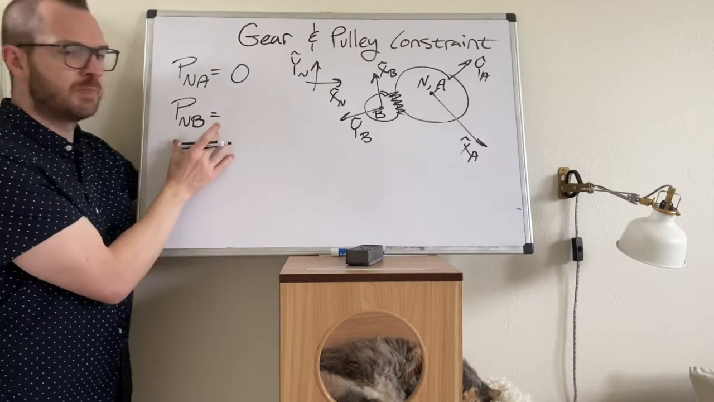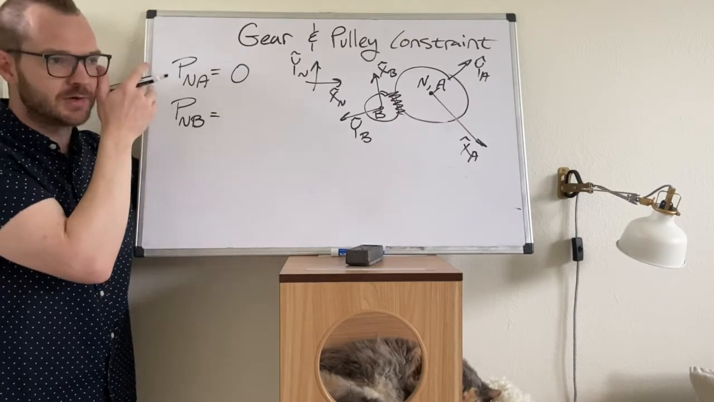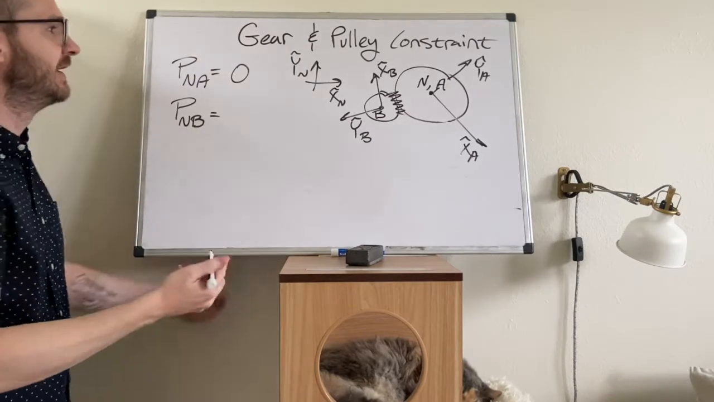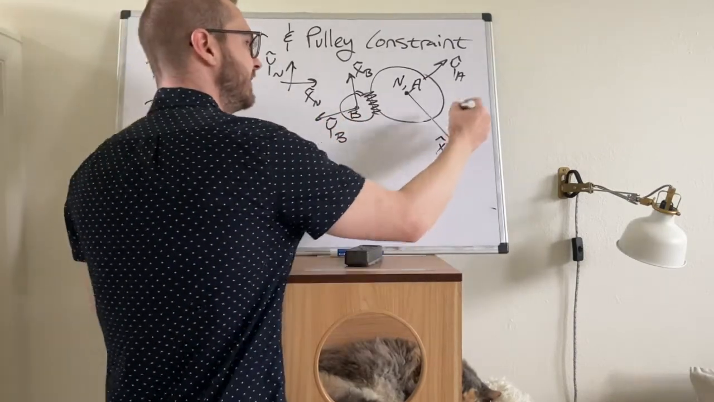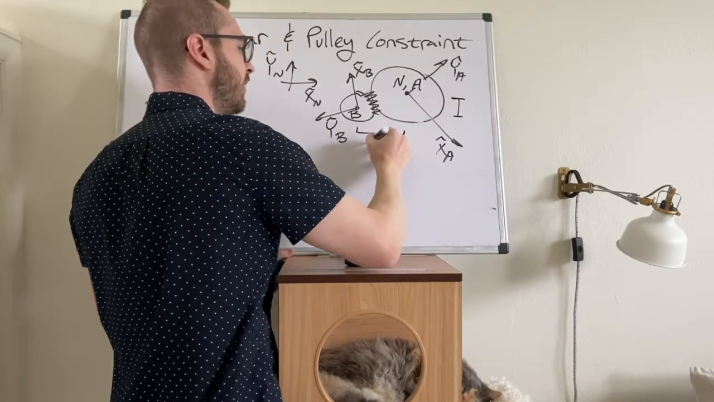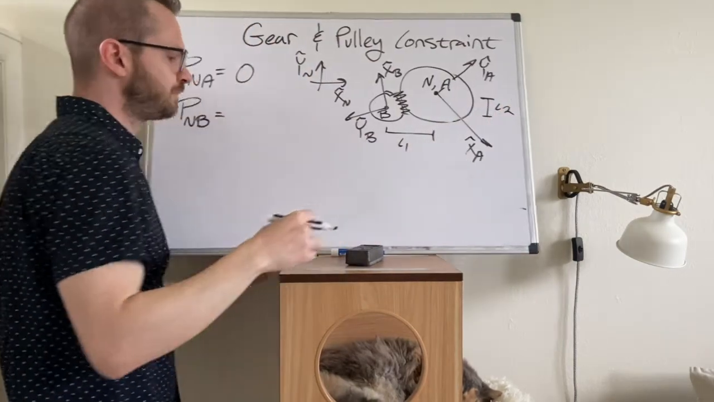So really, what is the point of this position vector? You're the engineer. You're going to build this thing. You need to know where these parts are going. So let's say that there's some vertical offset, there's some horizontal offset. We call the horizontal L1, we call the vertical L2.